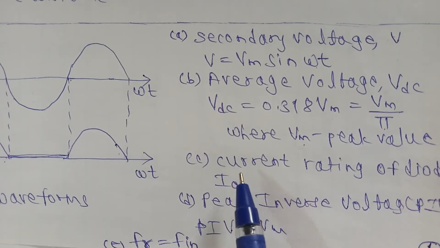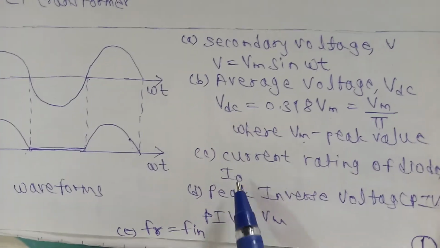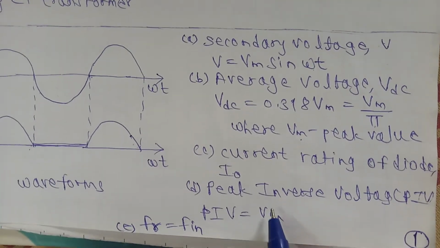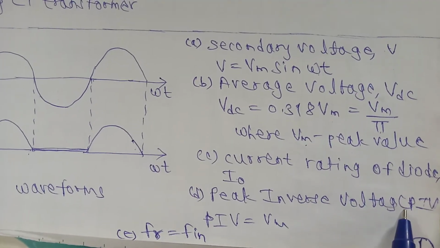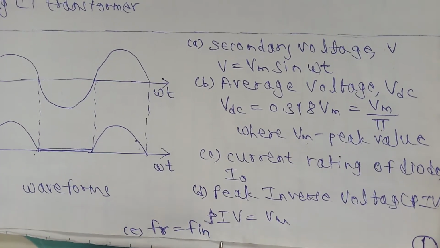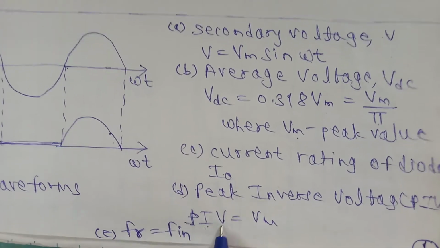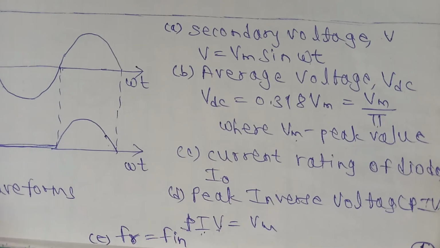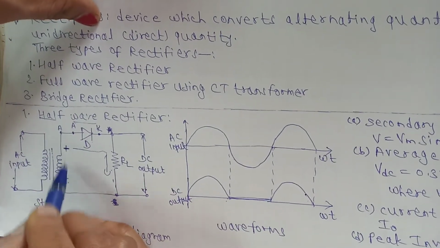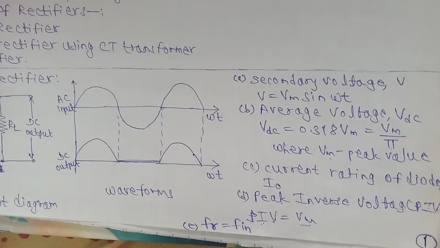The third parameter for this half wave rectifier is the current rating of the diode I0, which is the IDC, current flowing through the diode. And fourth is peak inverse voltage, that is PIV. So what do we mean by PIV? Peak means maximum. And inverse means reverse. So it is the maximum reverse voltage. It will appear when the diode is in the reverse bias condition, and the maximum reverse voltage will obviously be the Vm value. So in this case, PIV is equal to Vm.